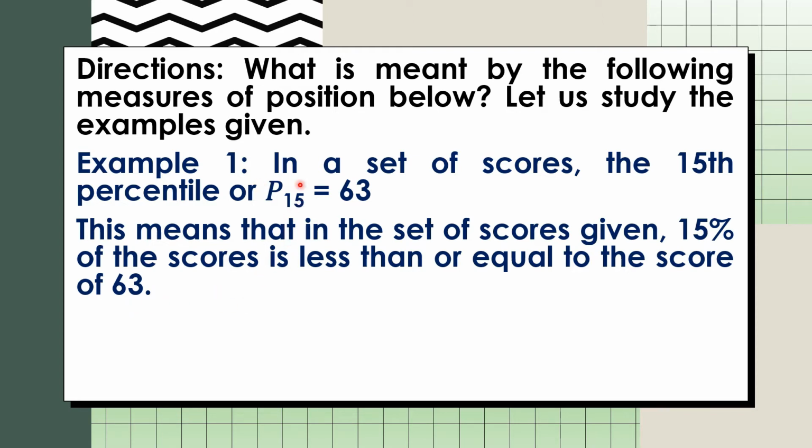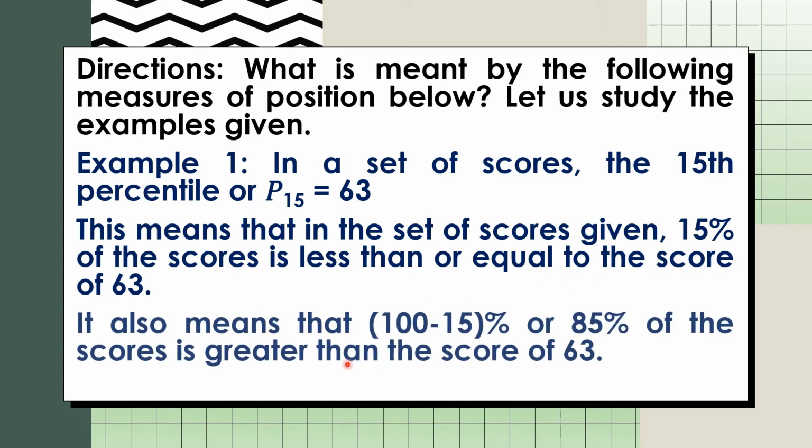Kasi nga P sub 15, nasa bandang left side po siya ng ating distribution. And of course, on the other hand, kung 15 ang nasa left side, nasa right side naman is 85. So, paano na-solve yung 85? Laging 100% yun, yung buong data natin. Then, subtract natin yung 15. So, 100 minus 15, that is equal to 85. It means 85% of the scores is greater than the score of 63.